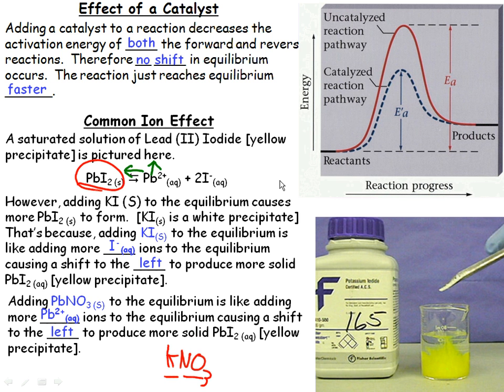So the common ion effect is that you'd have an increase in solid material when you add a substance that has an ion in common with it, because you're increasing the concentration of one of the ions in that saturated solution's equilibrium. And that ends our discussion on Le Chatelier's principle and stresses that happen to a chemical reaction.